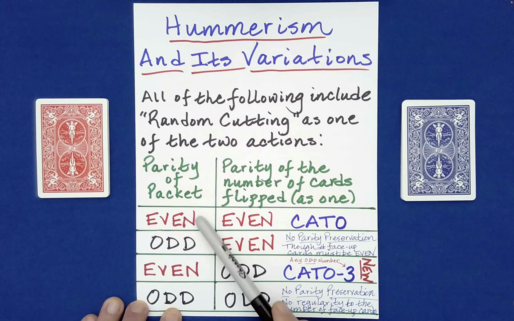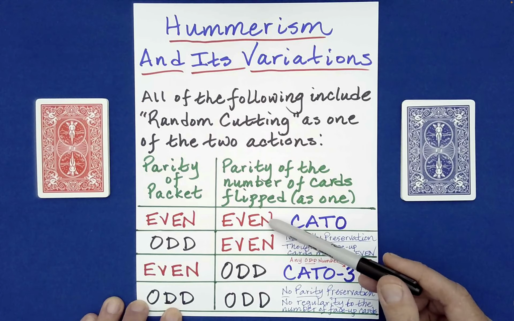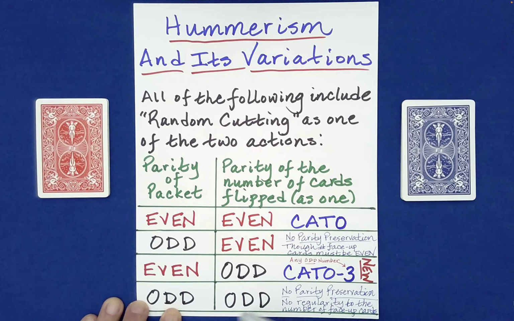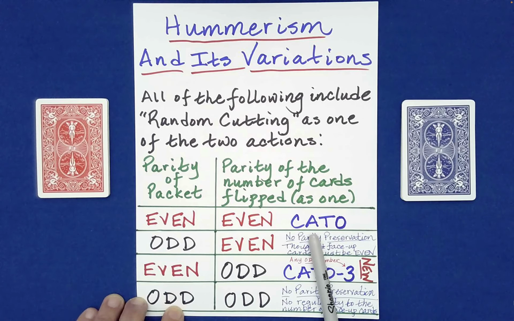So we can have an even or odd packet size followed by flipping an even number of cards in each case, or we can have an even or odd number of cards followed by flipping an odd number of cards in each of those cases. Now, the traditional Hummer shuffle is the first one at the top. And if you remember, CATO refers to cut and turn over. And as we'll see in a minute, it's a name that's lacking because it just doesn't give you enough information. And so I'm going to propose a slight modification to that name.